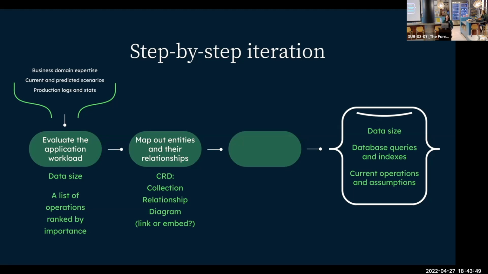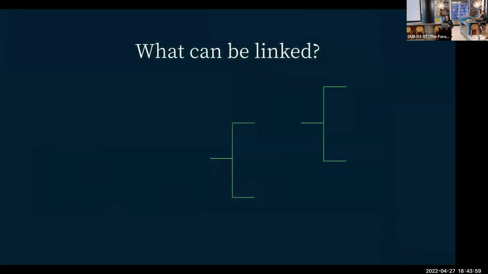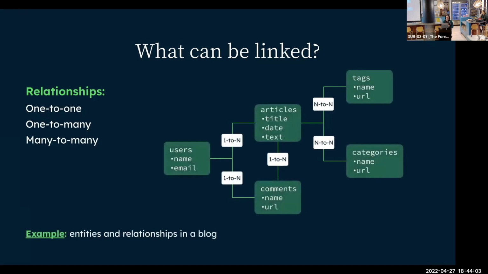That comes to the next point, which is link versus embedded. What is the right decision, and what does this mean? Let's give an example of all the different types of relationships that we know. Typically this would be, for example, a user creating articles. One user can create several articles. A user can have several comments for those articles. Those articles can have many tags.